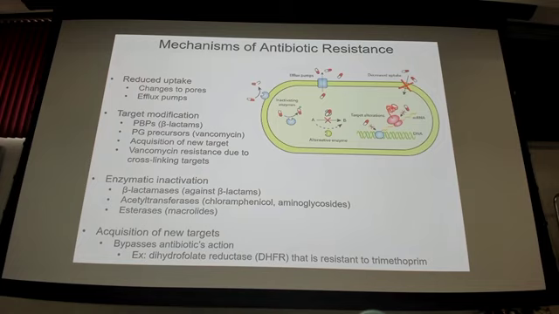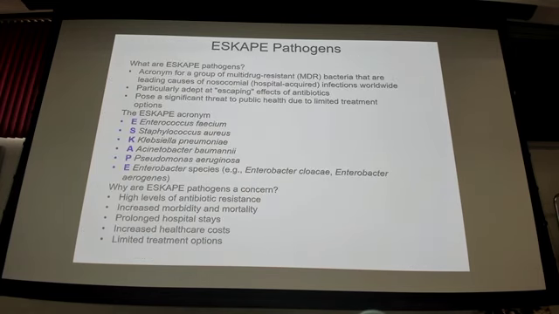Enzymatic inactivation, we have beta-lactamases. We've talked about those before, but those too are effective against beta-lactams by cleaving that beta-lactam ring. Acetyltransferases, esterases like that can all inactivate these various classes of antibiotics. And then again, acquisition of new targets. I think this is redundant with this earlier bullet, but it will bypass the action of that antibiotic. So a lot of stuff, but it is mostly pretty intuitive, I think.